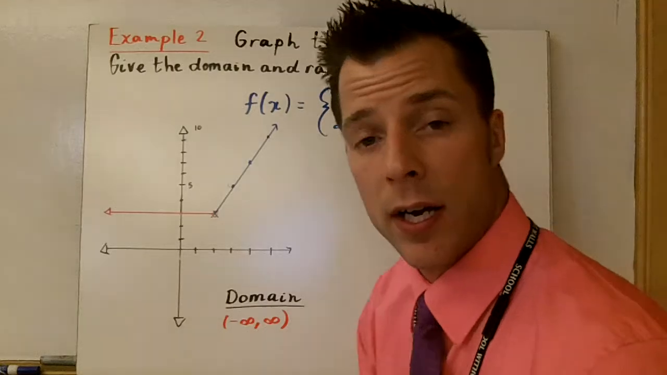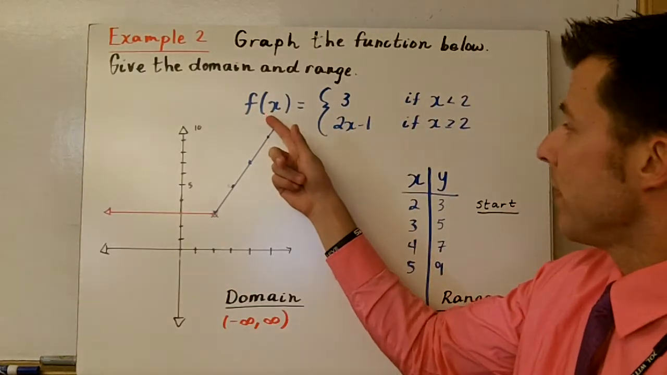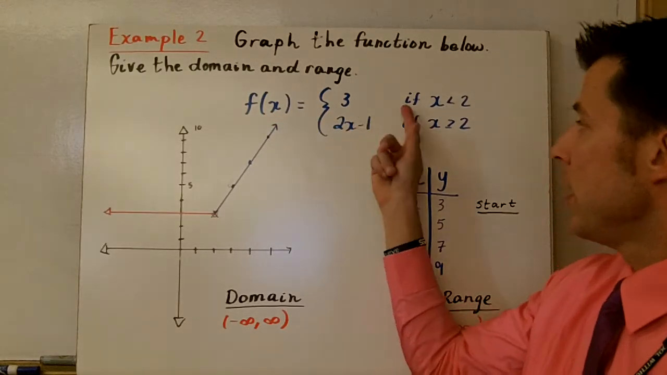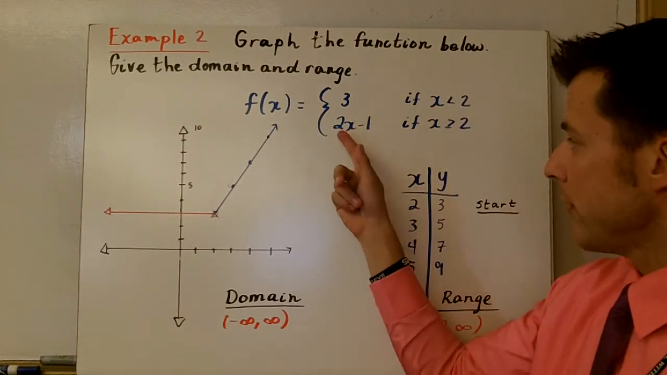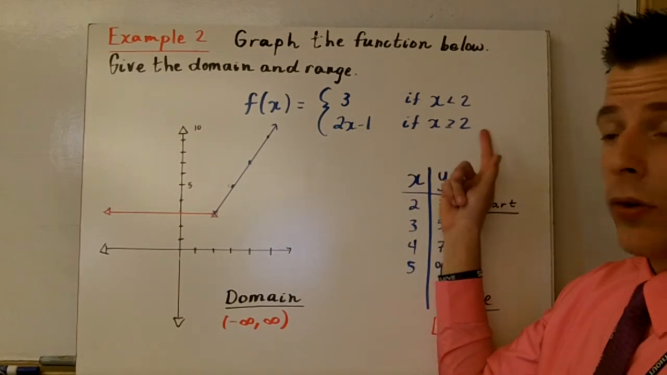Now we're going to graph a second piecewise function. We're going to also state the domain and range. Here's my function, f of x equals 3 if x is less than 2, and 2x minus 1 if x is greater than or equal to 2.